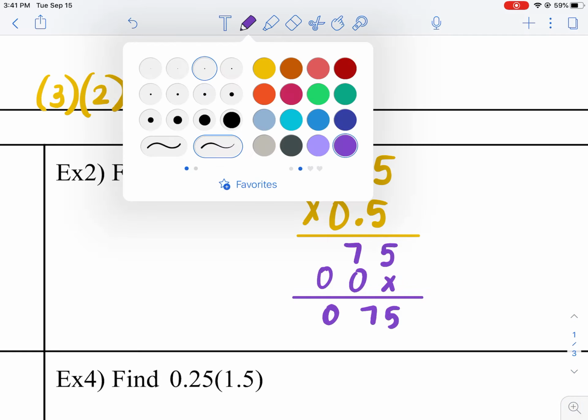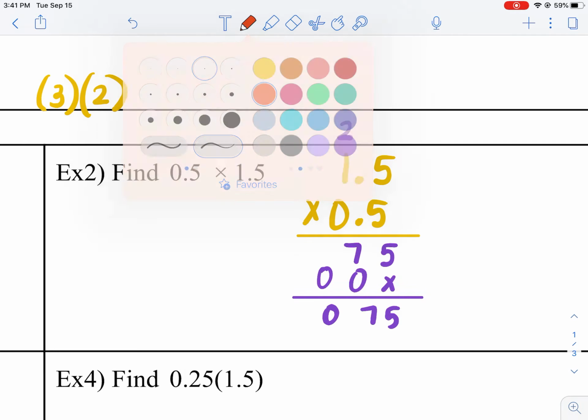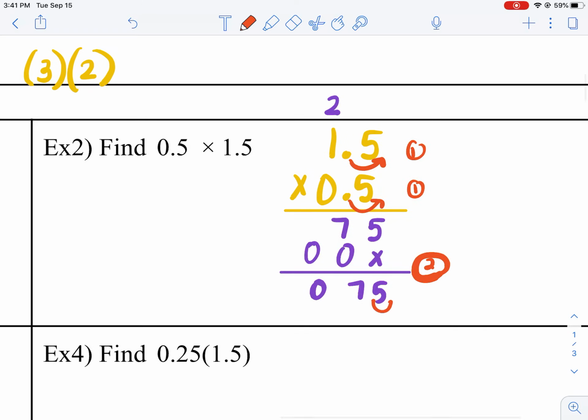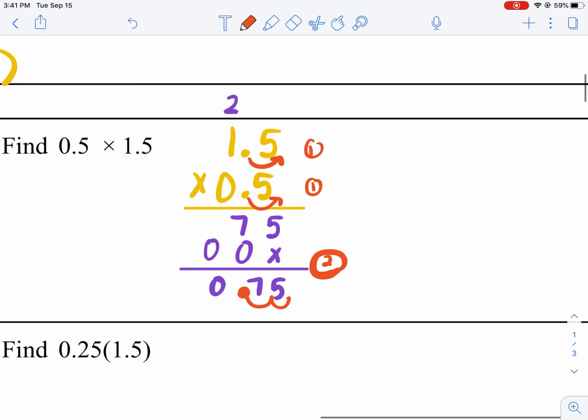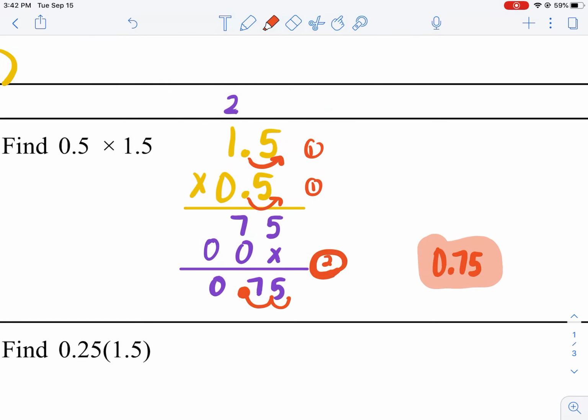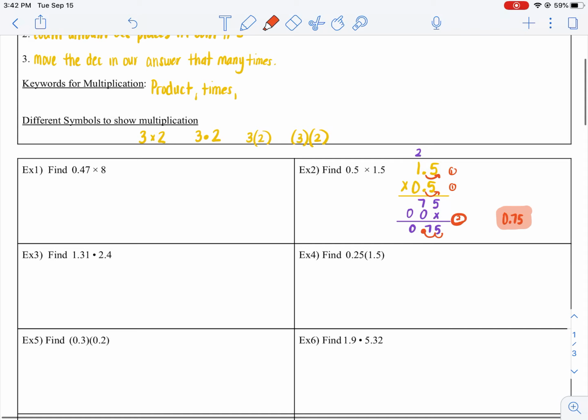Okay? Now we need to count how many decimal places we have. We have 1 decimal place here, and we have 1 decimal place here. So we have 1 here, 1 here. So we have 2 total decimal places to move. So we have to go 1, 2, and that's where our decimal will go. So our final answer is 0.75. Okay? And let's do one more.